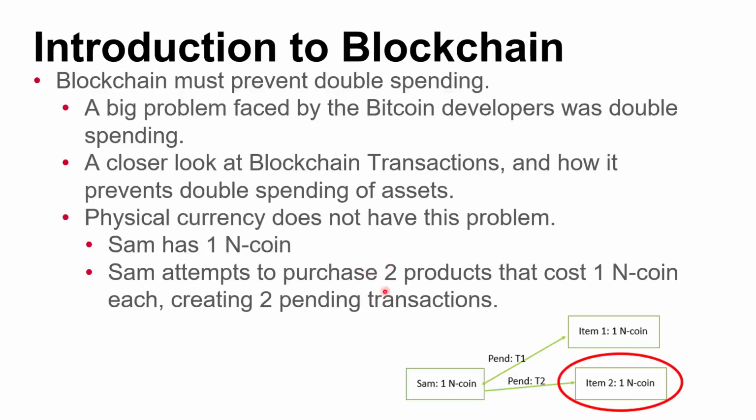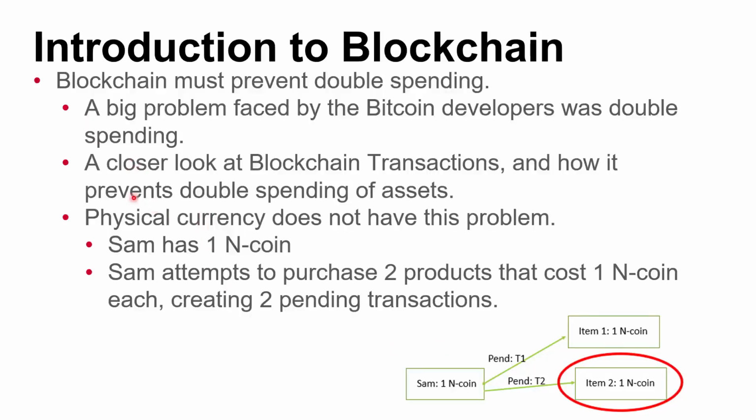One of the big issues that blockchains had to solve early on was double spending. Obviously, with physical cash, double spending is not a problem. But on any kind of ledger system, particularly one like a blockchain, steps had to be taken to be sure that double spending could not happen.